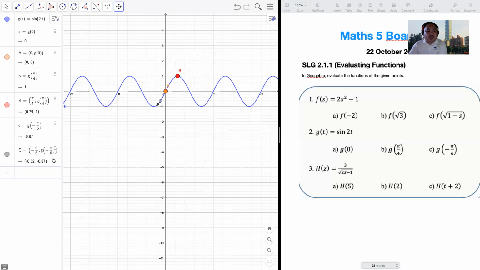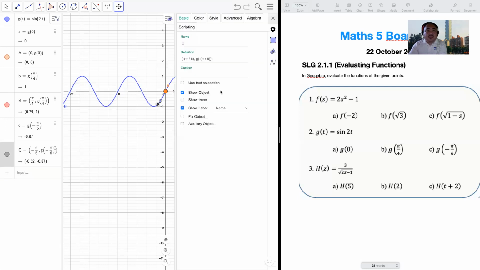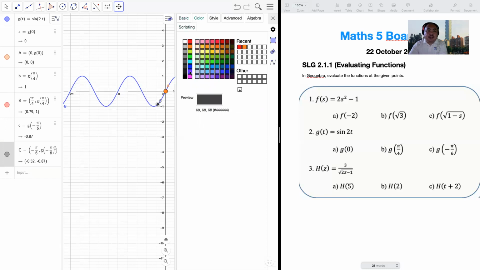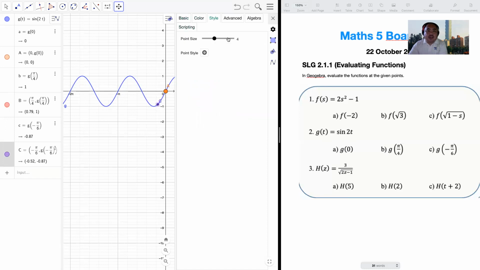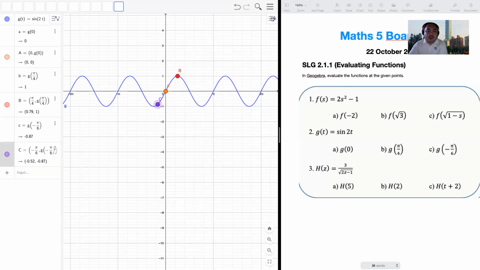Okay, so let's just, for contrast, there. All right, so you are able to see now on the graph of g of t the 3 points we are talking about. By the way, all right, so there you have it.